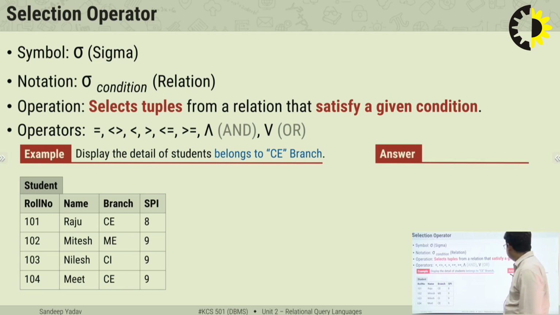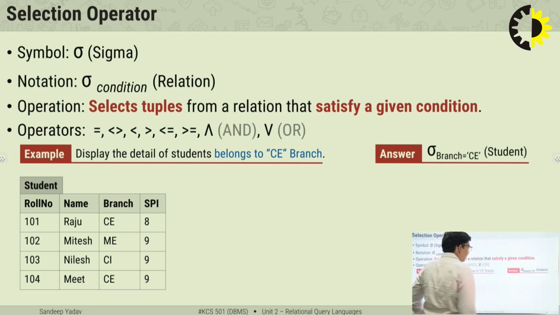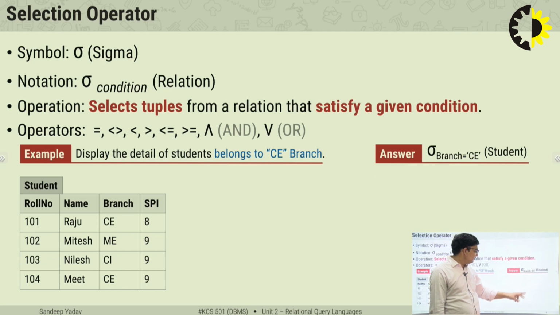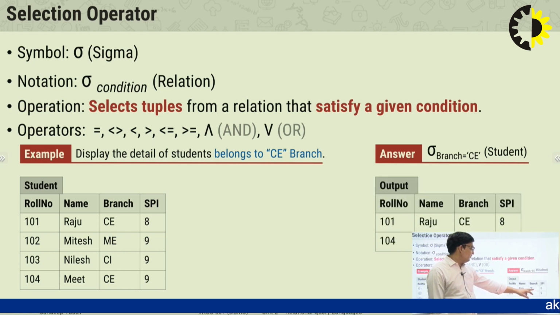So how to do that: sigma branch equal to civil, followed by the name of the relation, that is student. This is how we will be writing the queries. So that will provide the following answer: 101, Raju, civil, followed by the SPI, student progress indicator.